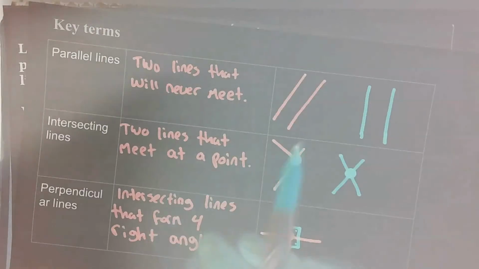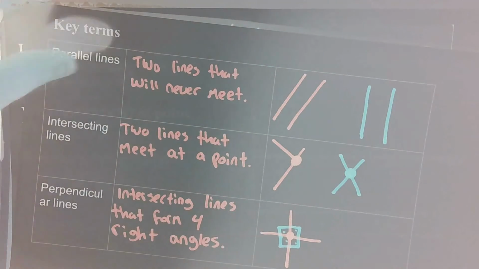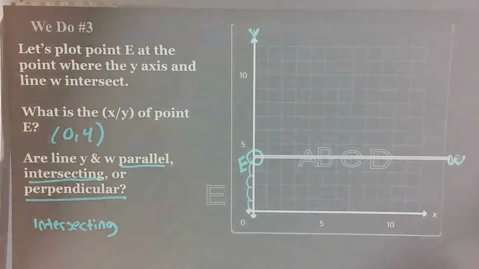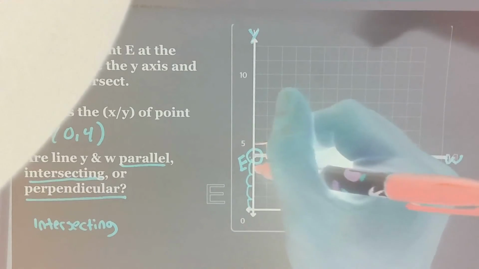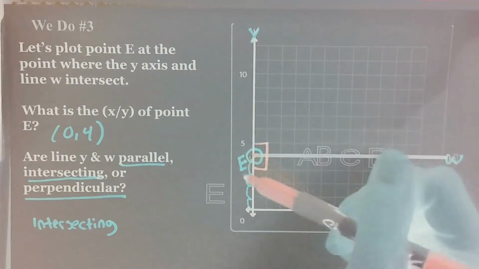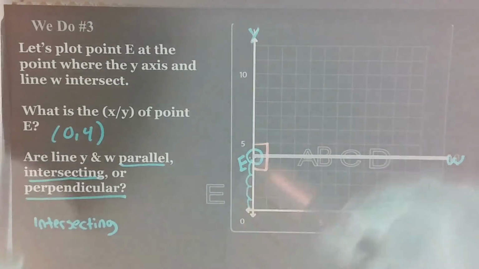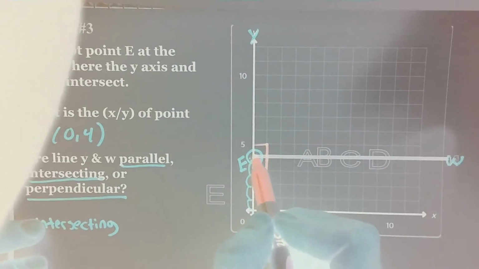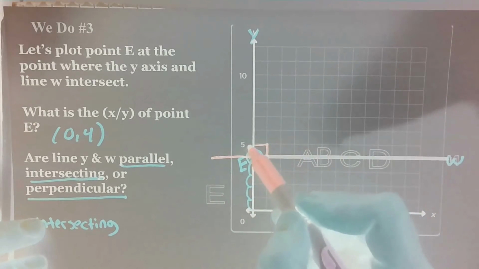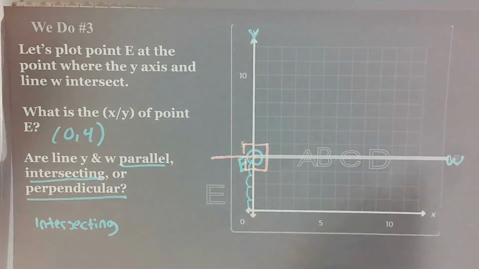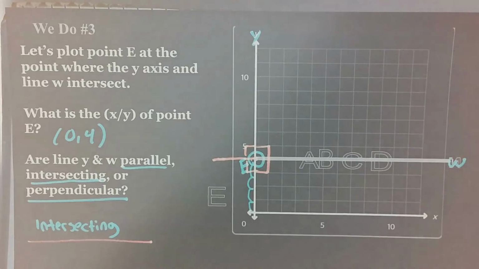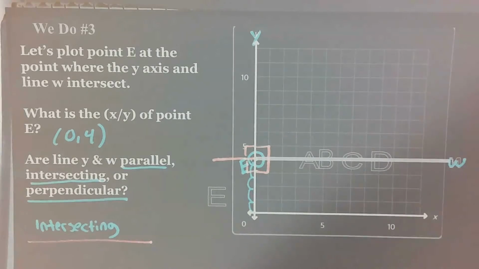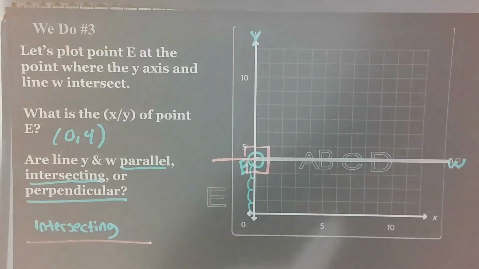Now, more specifically, perpendicular lines are intersecting lines that meet to form 4 right angles. Although line W and the y-axis meet to form a right angle here and here, they don't form any more right angles because line W stops right here. If line W kept going, then we'd have 2 more right angles and they would be perpendicular. But since it doesn't, these lines are only intersecting. Let's pause here, make sure we have number 3 all set in our notes, and then we will move on to our exit ticket.